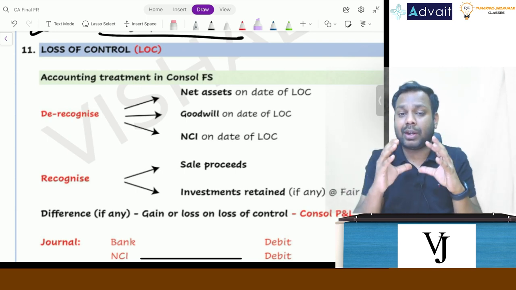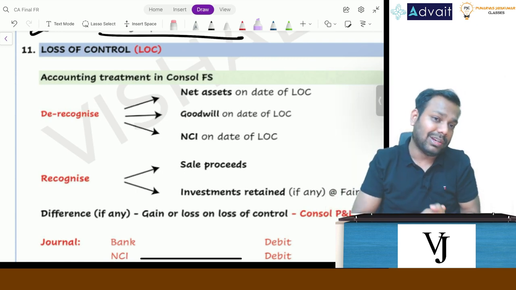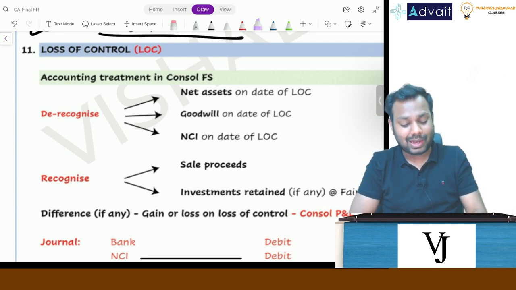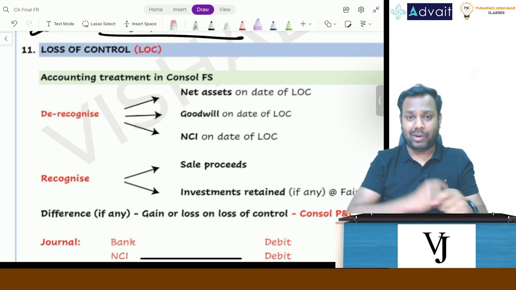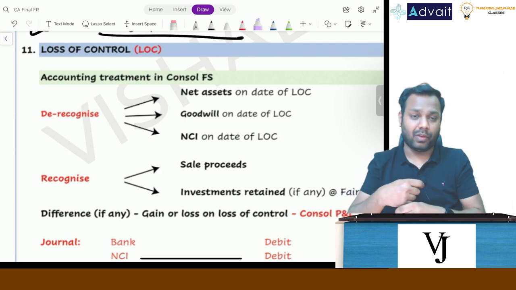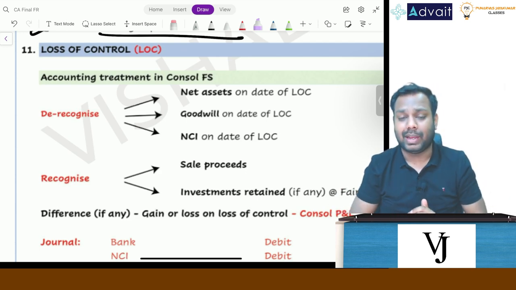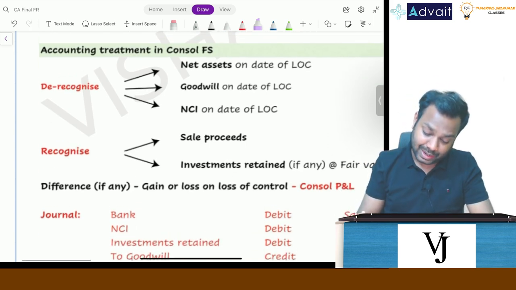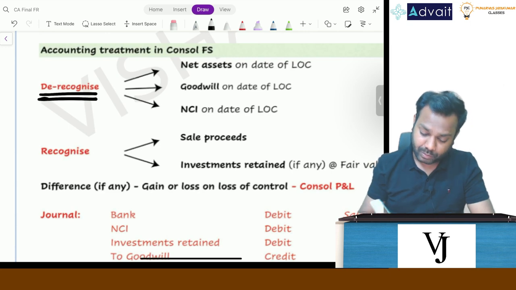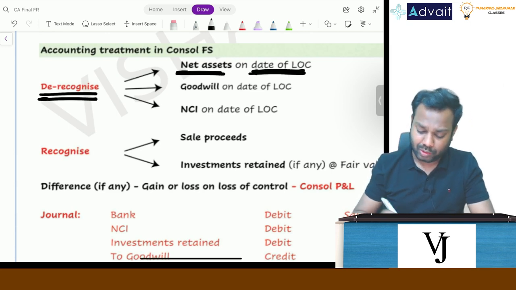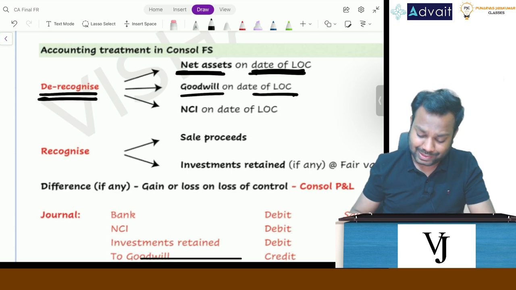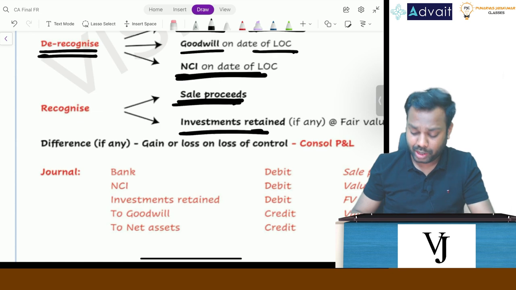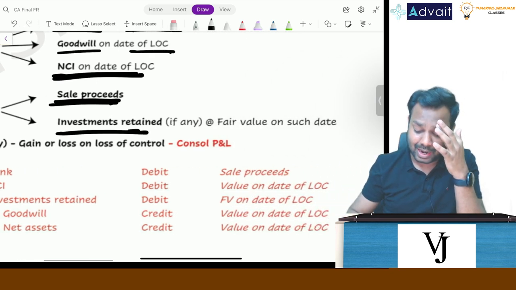Now when the control is lost, we are again closing the box. So in the box again we are giving the net assets, the NCI, the goodwill. We will wrap up the box with the sale proceeds. The difference is the gain or loss on loss of control. So again, we will de-recognize the net assets on the date of loss of control, the goodwill, and the NCI on the date of loss of control. We'll recognize the sale proceeds and we'll continue to record the investments that we have retained, if any, at the fair value on such date.